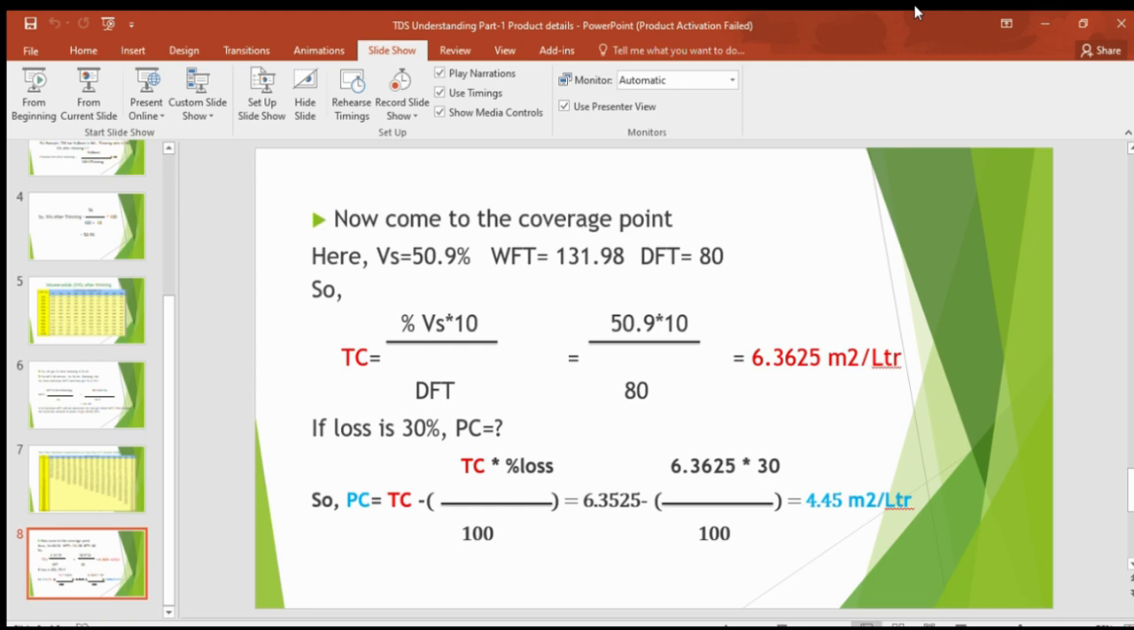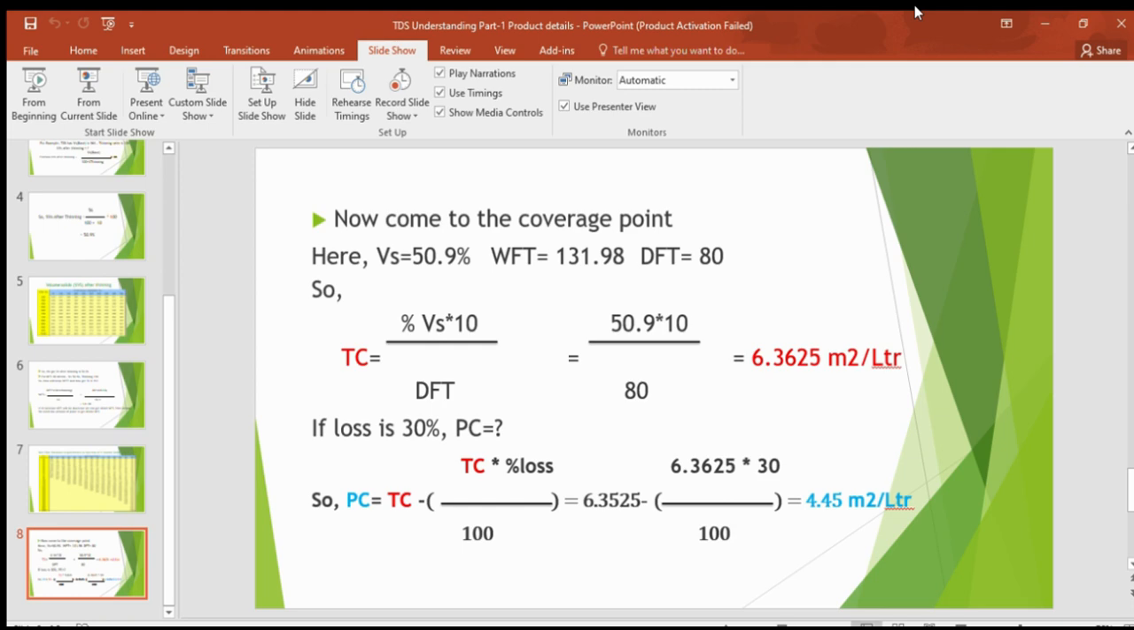If the loss factor is 30%, for most airless systems we have to calculate 30%. For other conventional or brushing application, the loss should not exceed more than 20%. So as per your understanding, you can use a loss factor of 10% or 15% or 20%, highest 30%.